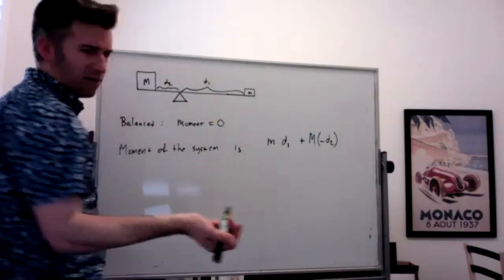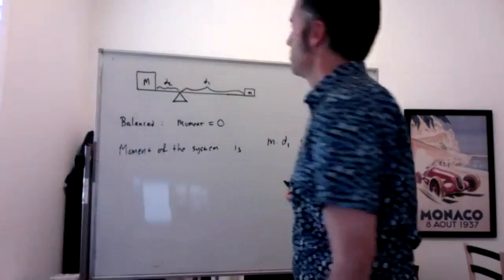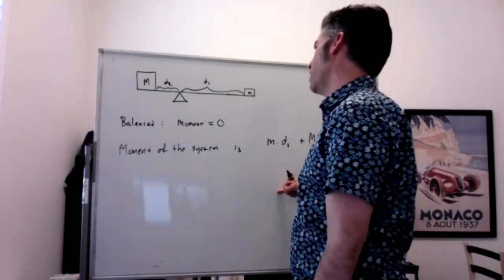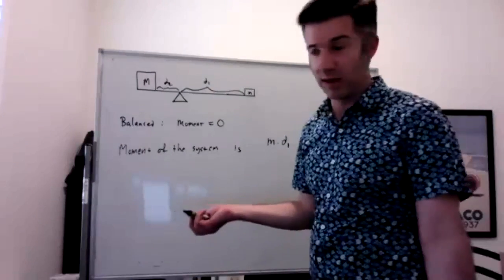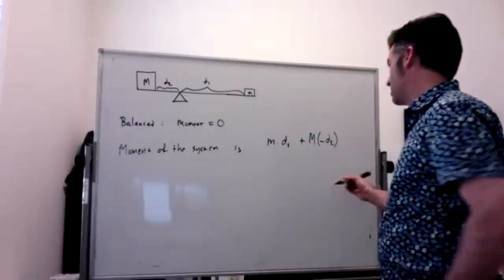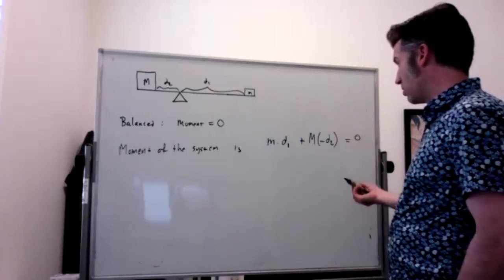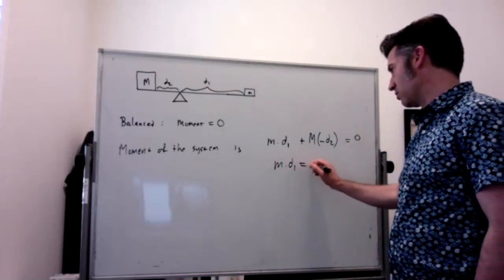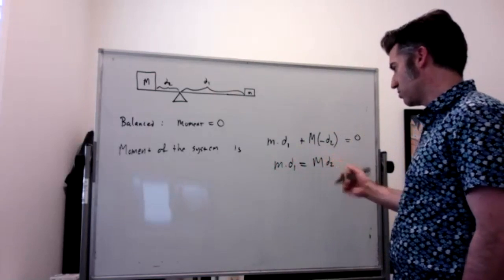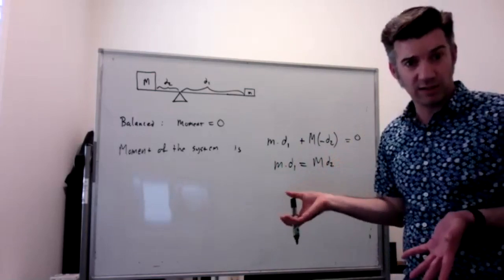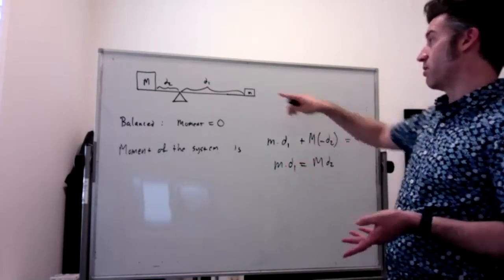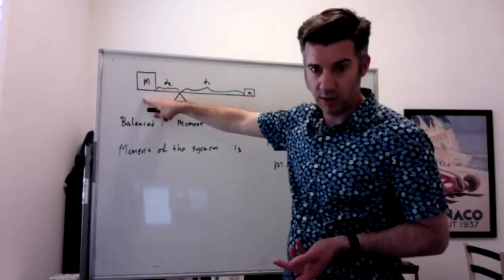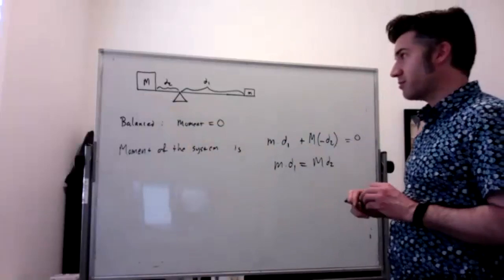Actually, let me think about this for 1 second. We'll be more specific in a moment here. And this is supposed to equal 0, so that you get m times d1 equal to M times d2. So that's kind of a balanced system, where the moment enacted by one object is balancing out the moment enacted by another object.